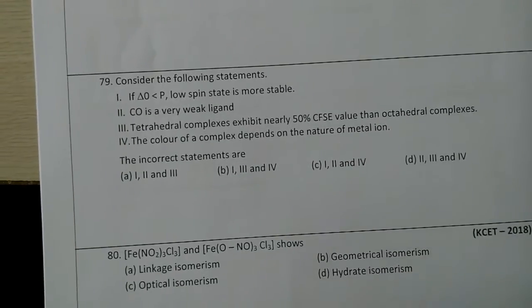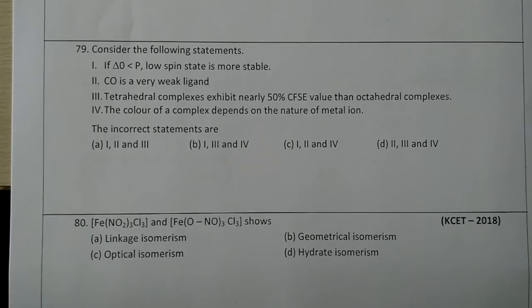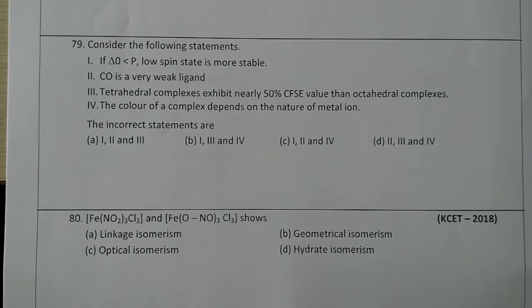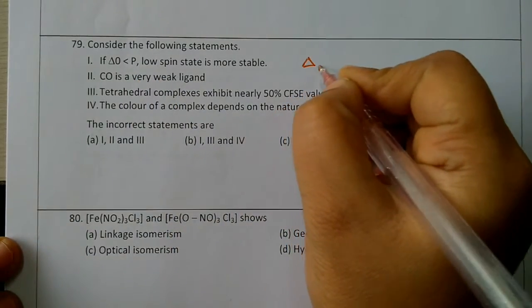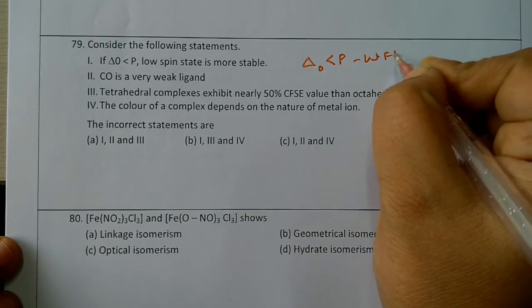Next one. Consider the following statements. If delta O is less than P, low spin state is more stable. CO is a very weak ligand. Tetrahedral complexes exhibit nearly 50% CFSE value compared to octahedral complex. The color of the complex depends upon the nature of the metal. We need to identify the incorrect statements. Delta O is less than P is for a weak field ligand.